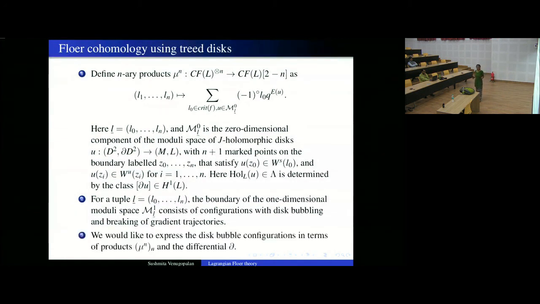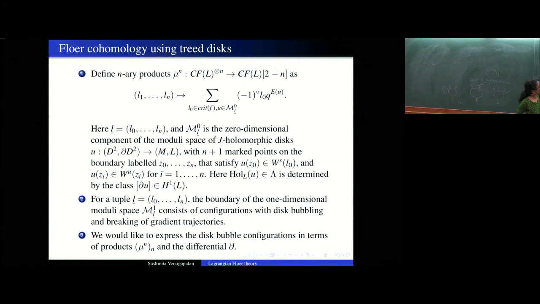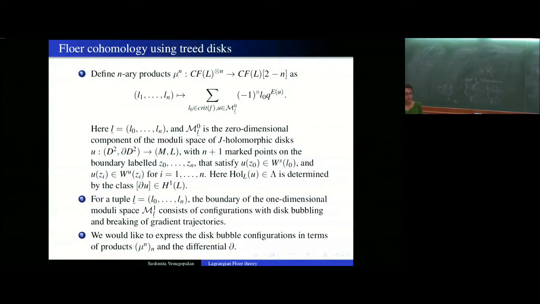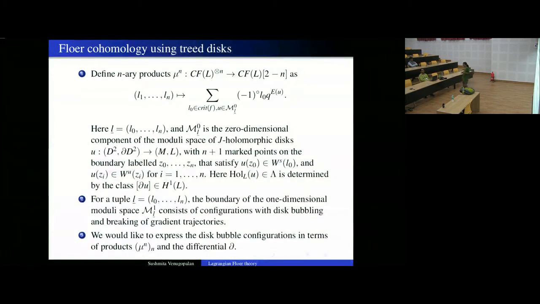And now the problem is, earlier we were able to express these configurations in terms of our boundary and product operators. So we would like to do the same thing now. But we are not quite in the position to do that, because the product looks like this, and the boundary is just a gradient flow. So we can't quite do that when we have this kind of nodal disks. That's not covered in the configurations we have seen so far. Is that making sense? Any questions?